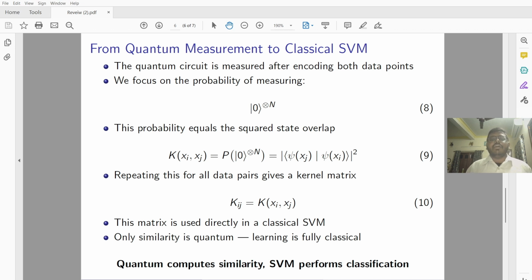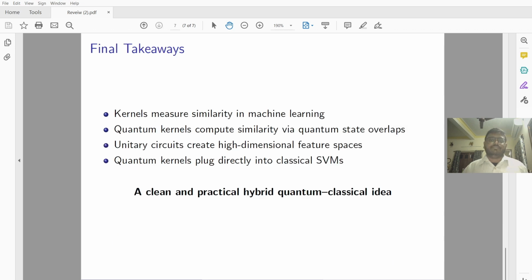At this point, the quantum computer's job is done. The kernel matrix is passed to a completely classical SVM, which performs training and classification exactly as usual. So the quantum computer computes how similar two data points are, and then we shift back to classical machine learning. And this separation makes quantum kernels very practical for near-term devices.